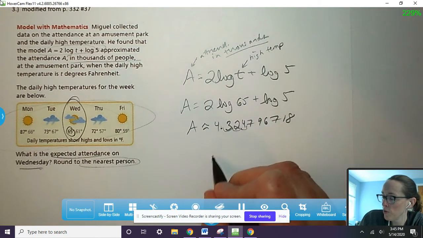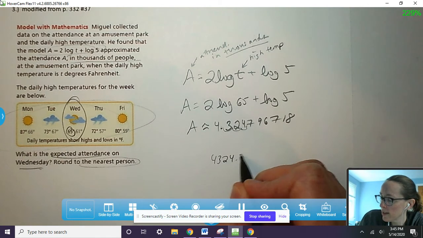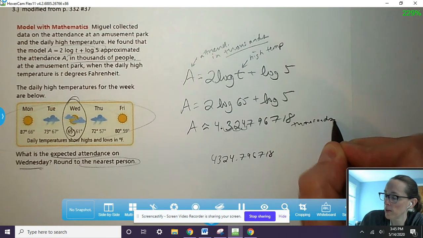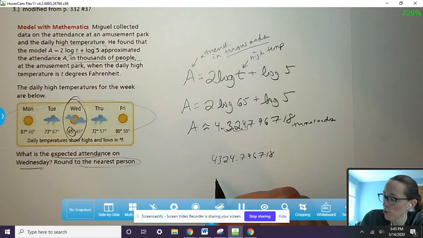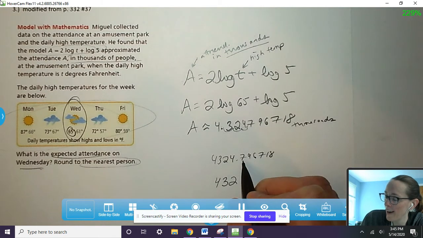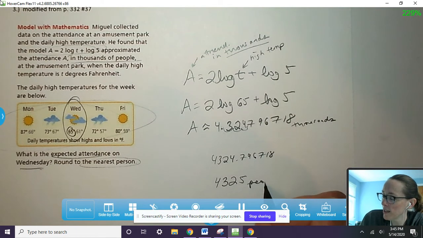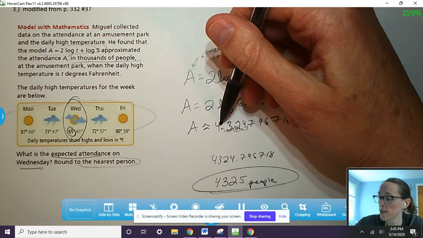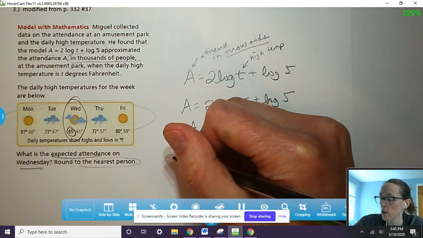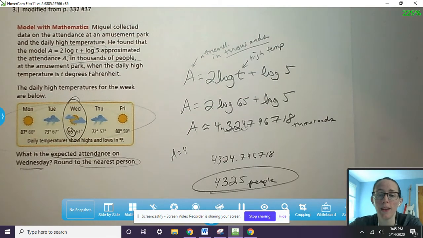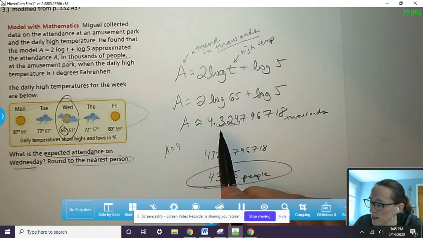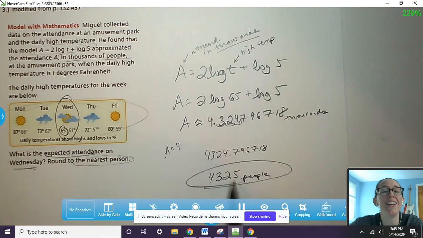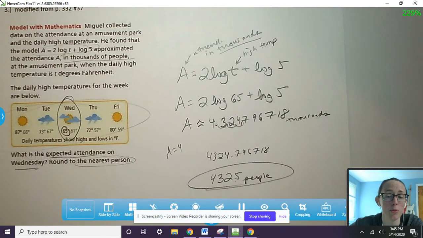So 4324.796718. This is in thousands. And if we slide that decimal point 3 places, here's how many people we get: 4325. It's a little tricky on this one because you don't want to round here, because you'll think you have 4 people, or if you round to the whole number there, you might think you have 4,000 people. But we can be more precise by using this and then just sliding the decimal 3 places. So 4,325 people is the expected attendance at the amusement park on that day.